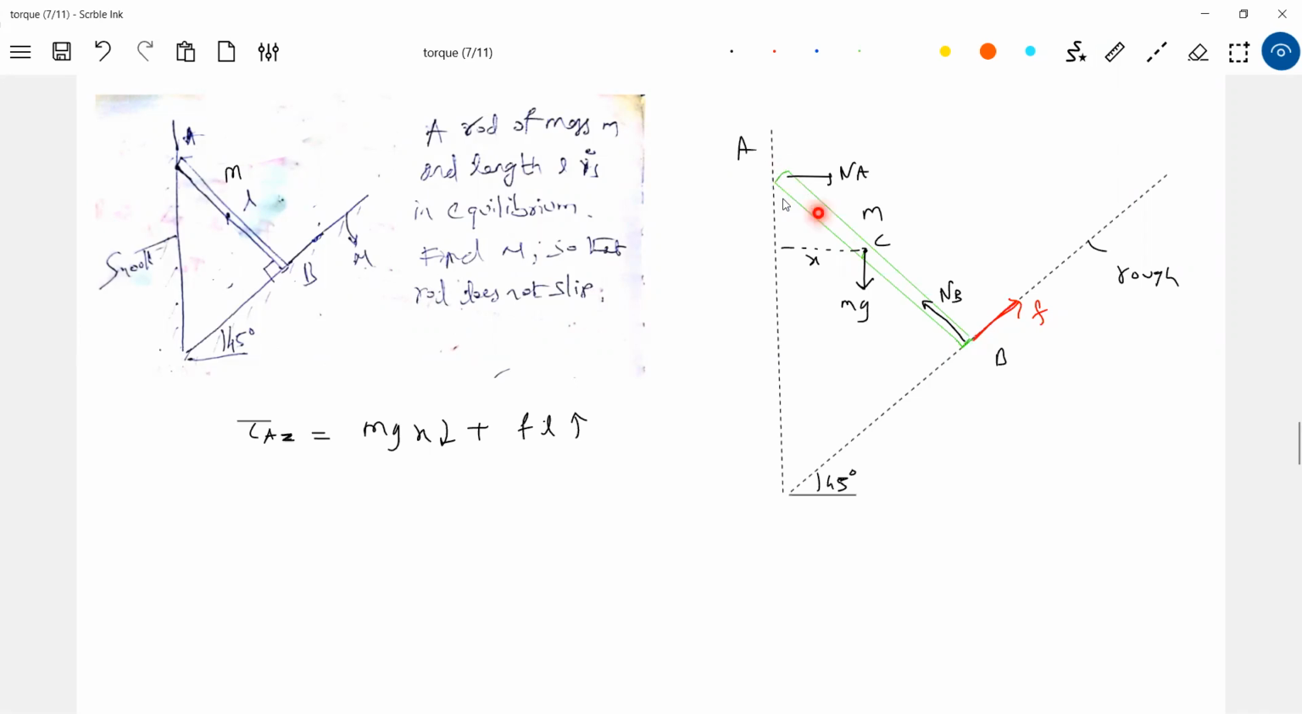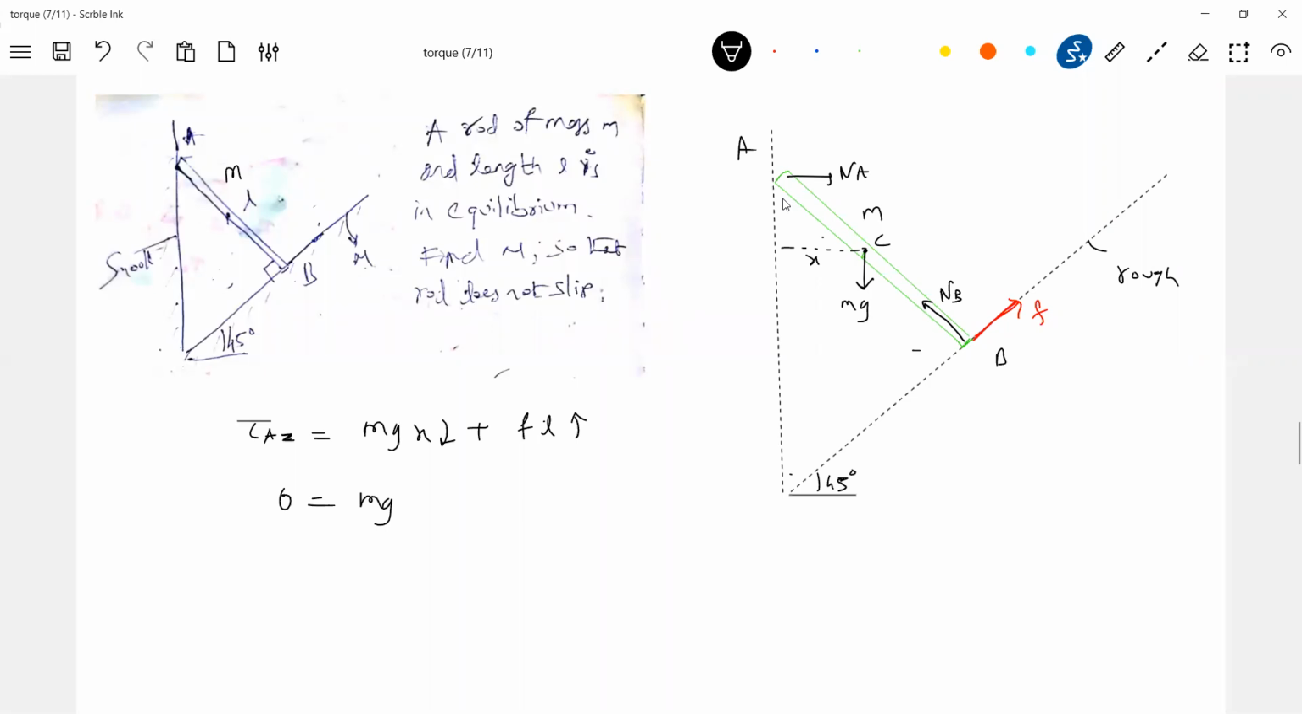This is AB, no? F into L. So now this should be equal to 0. What is X? This is 45 degrees. This is 45. This will also be 45. And this is L by 2. So shall we put it L by 2 cos 45?